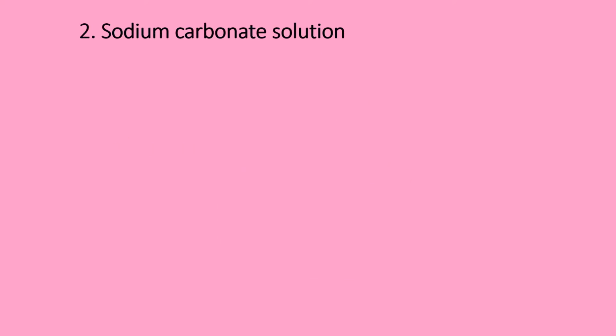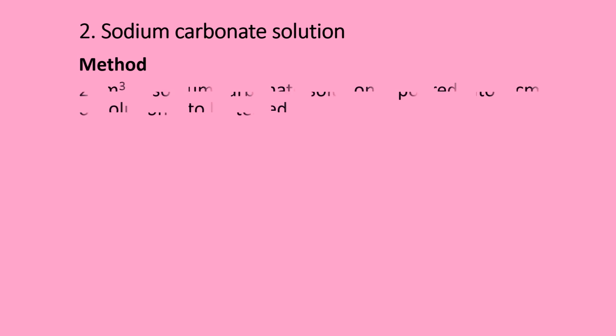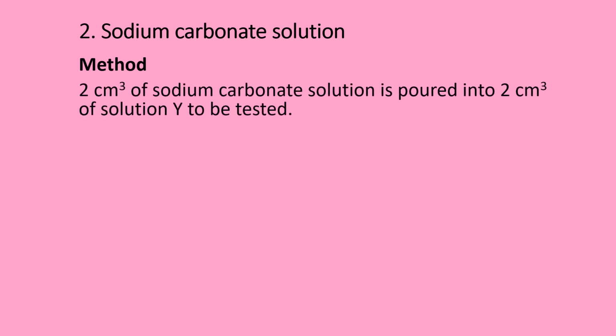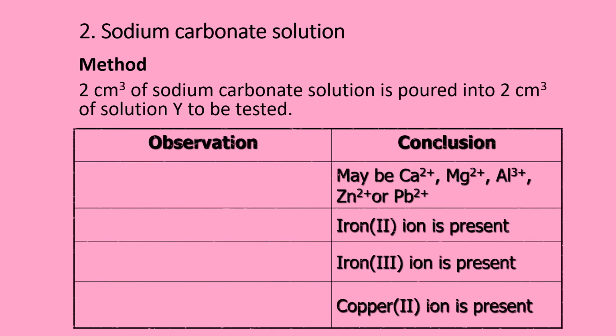Sodium carbonate solution method. 2 cm³ of sodium carbonate solution is poured into 2 cm³ of solution Y to be tested. Complete the table on page 20. If the observation is white precipitate, it may be calcium ion, magnesium ion, aluminium ion, zinc(II) ion, or Pb2+ ion. If a green precipitate is formed, it shows that iron(II) ion is present.